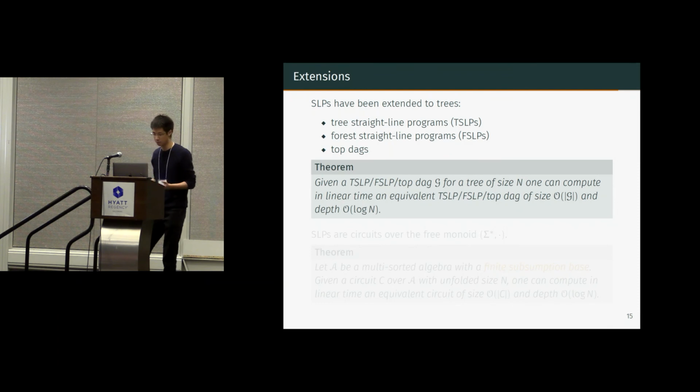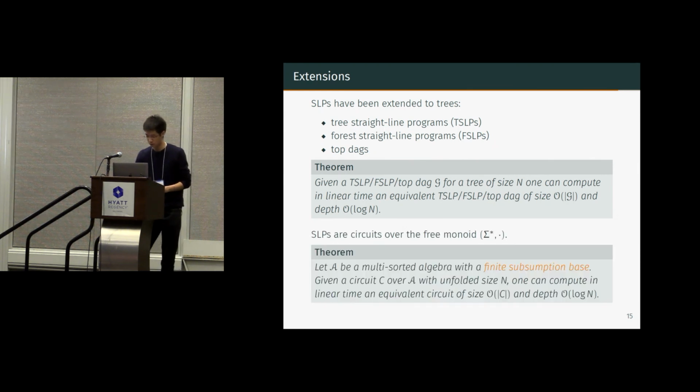And as I said, SLPs have also been extended to trees. So we get formalisms called tree straight line programs, forest straight line programs, or top DAGs. And for free, we get this balancing theorem also for these formalisms. So given one of these tree formalisms, we can always reduce the depth to be logarithmic in the size of the tree or the forest, without blowing up the size too much.